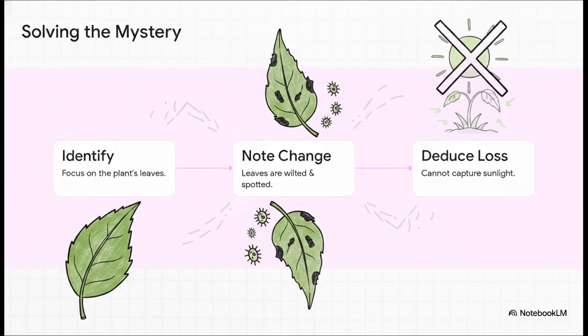Third, and this is the most important part, deduce the loss of function. Because the leaf's physical structure is compromised, it can no longer act as a flat, efficient solar panel to capture sunlight. And as we know, no sunlight means no food, which means systemic failure for the entire plant. The microbe didn't just magically make the plant sick, it broke the physical structure, which in turn destroyed the function.